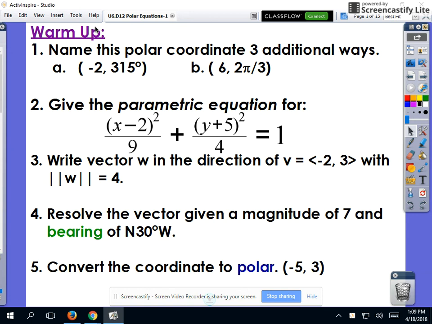Here is your warm-up for today. I'd like for you to go ahead and pause the video and take about 5 minutes to do these 5 questions involving polar coordinates, parametric equations, as well as vectors, and just a little bit of everything.